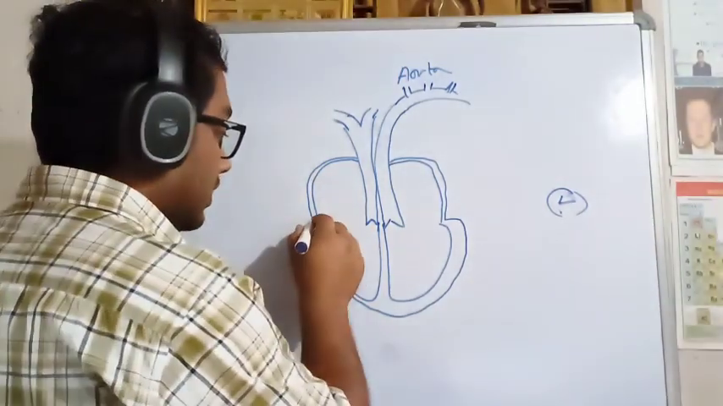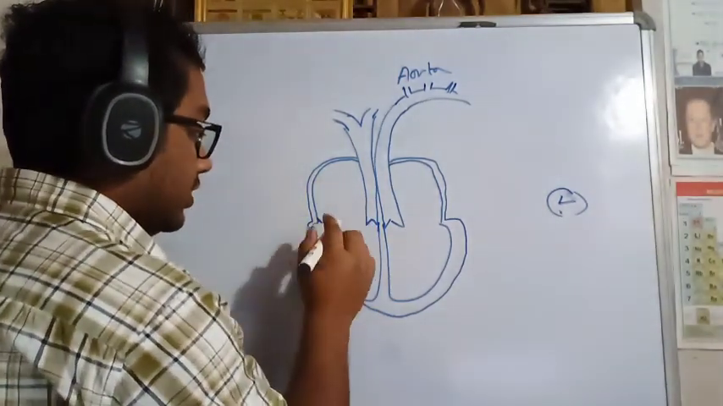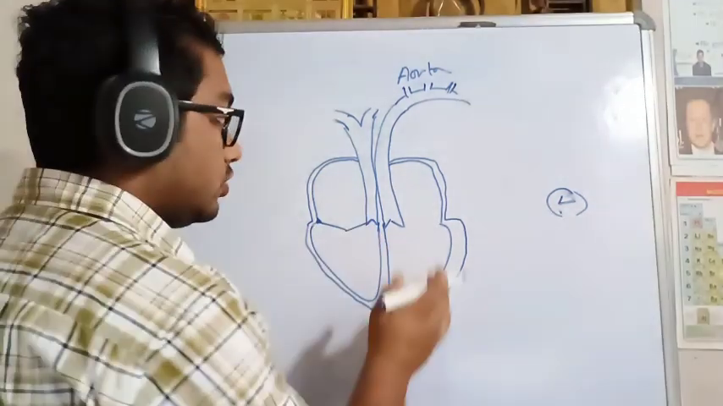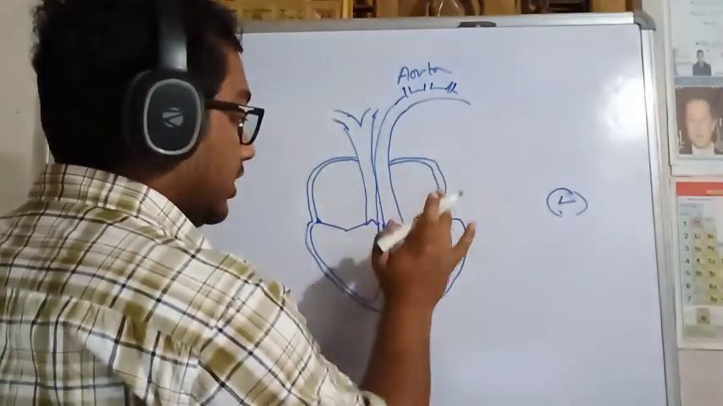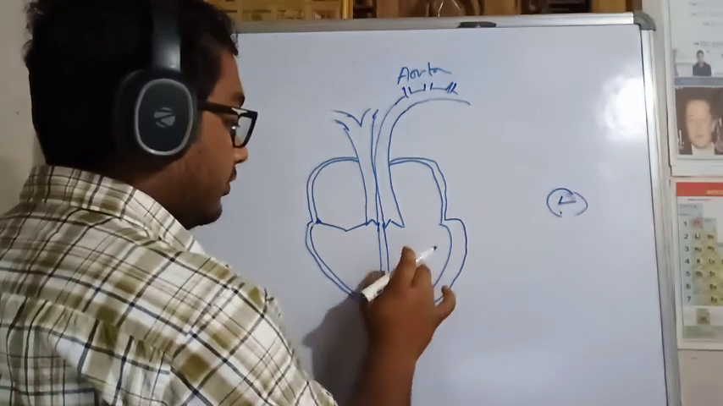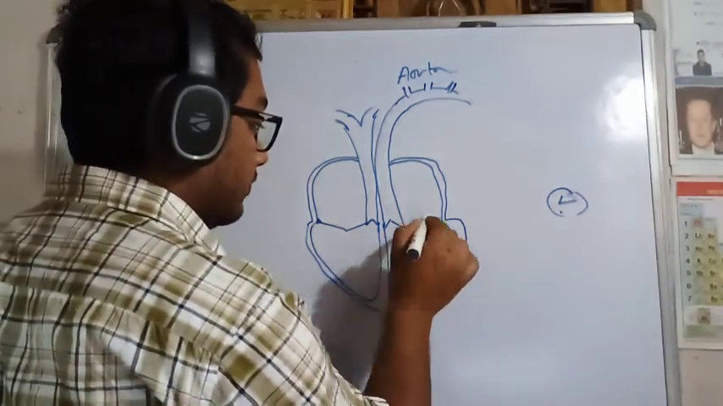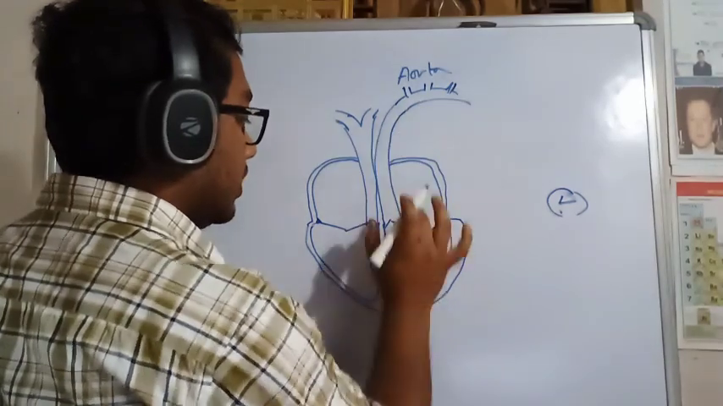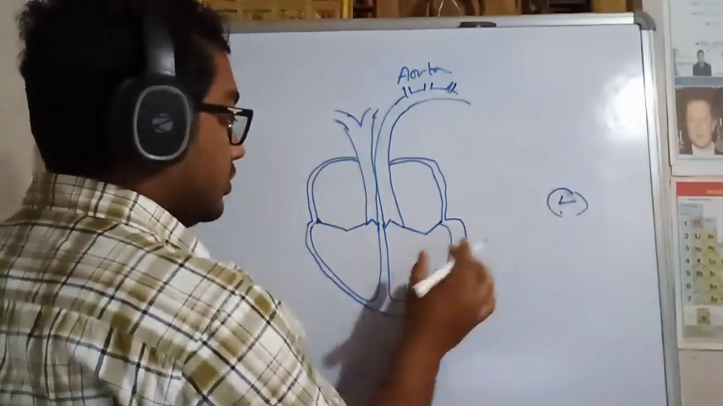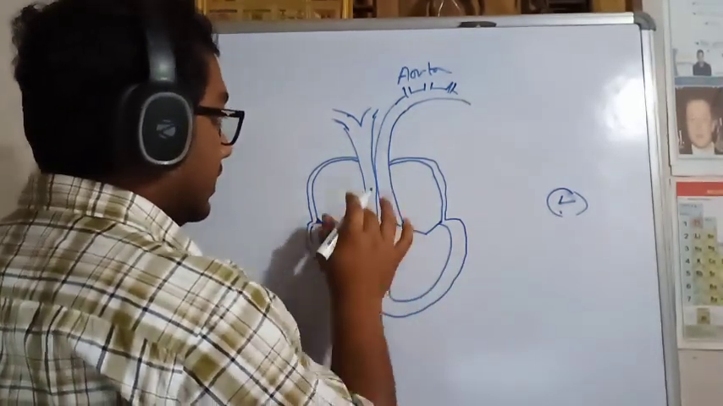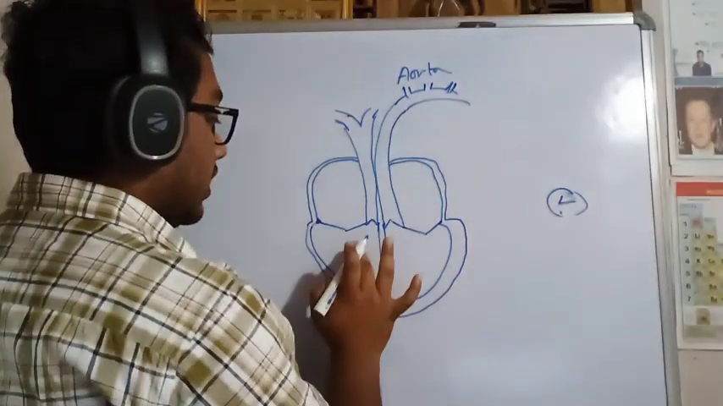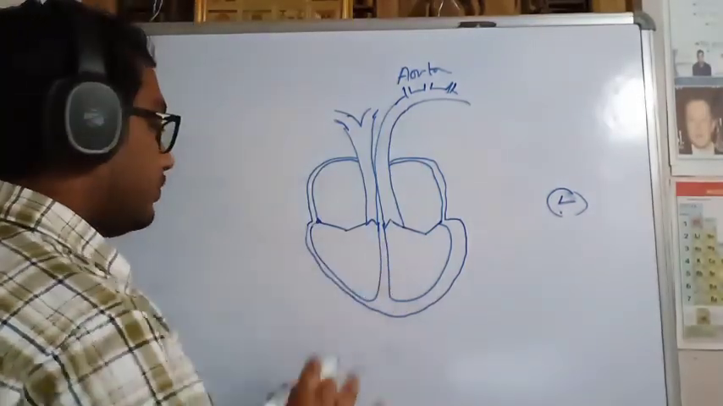Between the right atrium and the left atrium there is a valve. Between the left atrium and the left ventricle there is also a valve. Between the aorta and the left ventricle there is also a valve. And here also, between the pulmonary artery and the right ventricle, there is a valve.